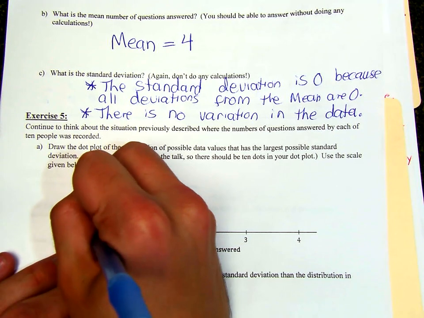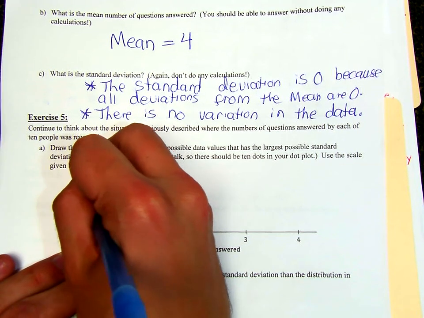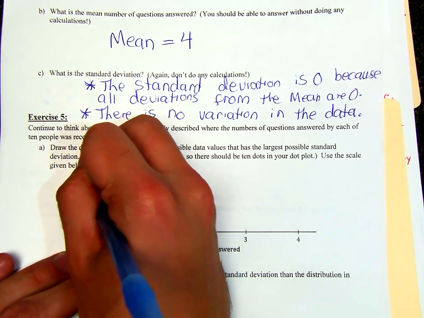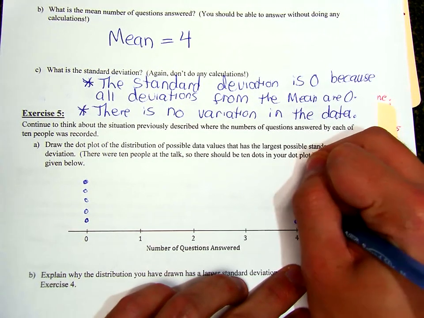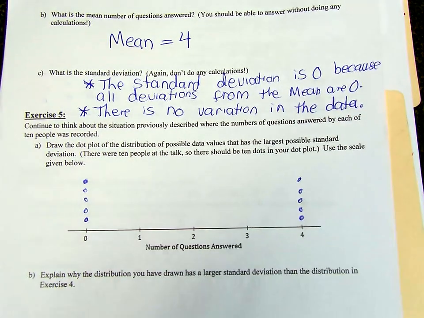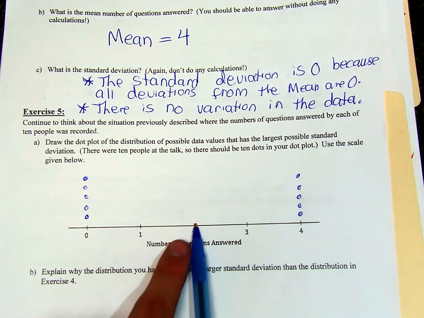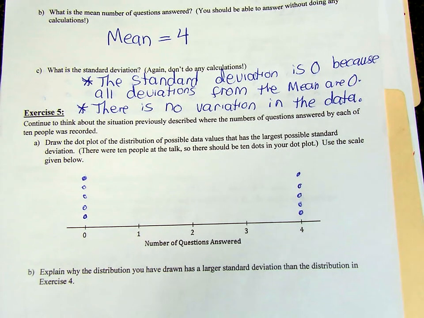So I've just put 5 at 0: 1, 2, 3, 4, 5. And I would put 5 at 4: 1, 2, 3, 4, 5. I know that they would have the farthest deviation, because that's the farthest we can go for our number of questions. We can't answer negative questions. We can't answer 5 questions, because there are only 4 questions on this questionnaire.